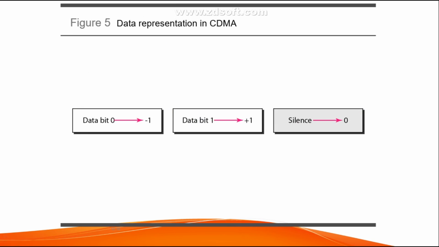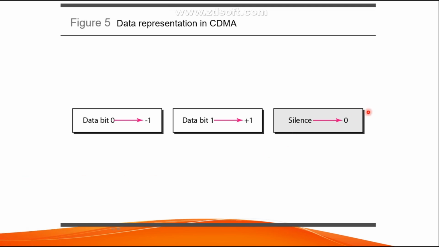Now, data representation. We are going to follow some rules for encoding. And please remember this, guys, because in the upcoming parts we are going to utilize this encoding. If a station needs to send a 0 bit, it would be encoded as what? Minus 1. If the data bit is a 1, then it is encoded as what? Plus 1. And when a station is idle, it doesn't have any data to send, no signal, then it is interpreted as what? 0.